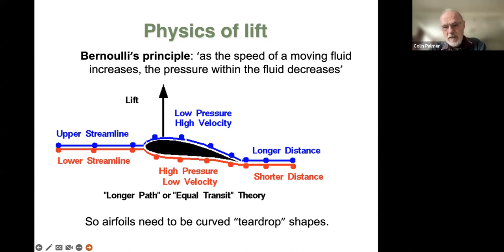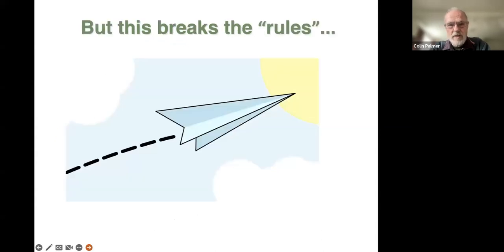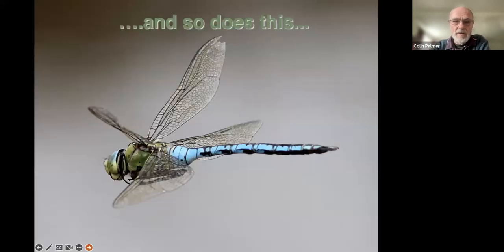But that explanation requires that the aerofoil section is some sort of teardrop shape, which then makes you think, well, how do things like this stay in the air? Paper planes don't have teardrop wing sections, and indeed neither do many insects. So this dragonfly, according to that theory, shouldn't be able to fly, but it clearly does.